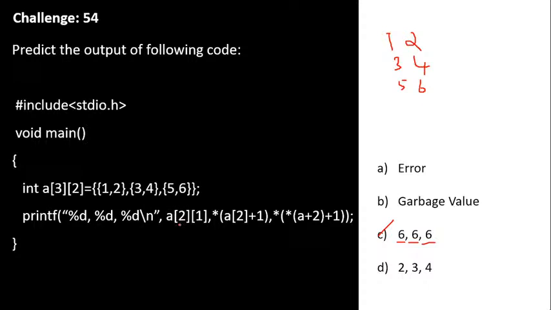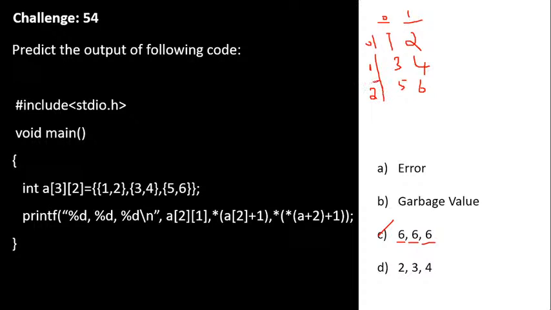Right, now percentage d, what am I printing here? A of 2 of 1. So the second row, first element. Okay, let me write the indexes also. This is 0, this is 1. Okay, I'm writing the index values. This is 0, this is 1, and this is 2. The index values are written.